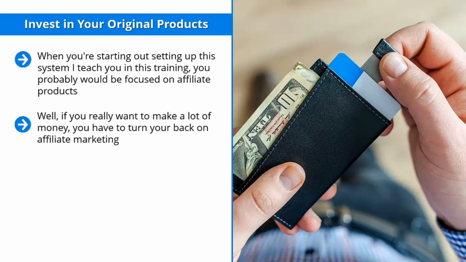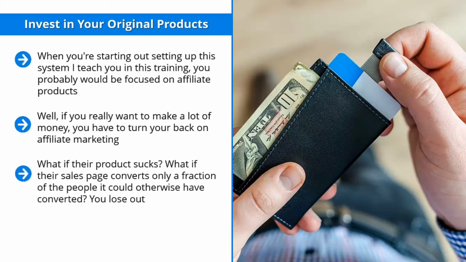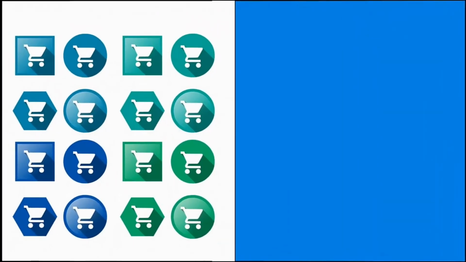The reason why you need to do this boils down to control. When you are selling other people's materials, you are at the mercy of their squeeze page, their landing page, and ultimately, the quality of their product. What if their product sucks? What if their sales page converts only a fraction of the people it could otherwise have converted? You lose out. That's the bottom line. If you want to maximize your control over your income, you need to invest in your own original products. Thankfully, outsourcing is always available to you. You can outsource to professional companies like Ozkey.org or other specialized content producers to help you produce high-quality original materials for cents on the dollar.